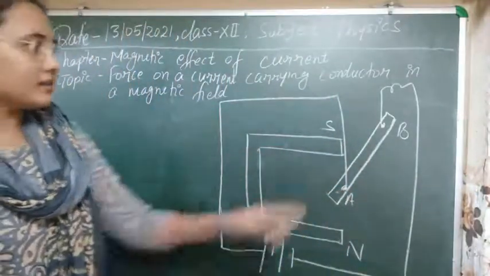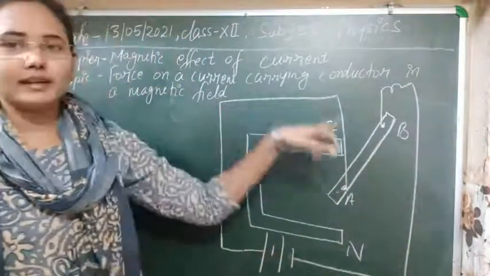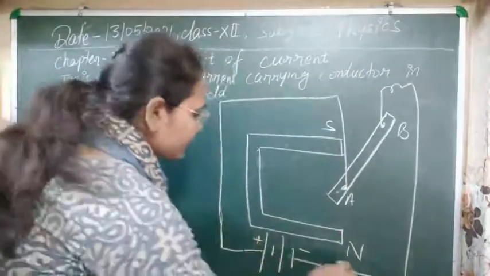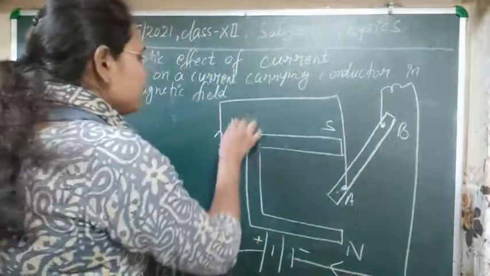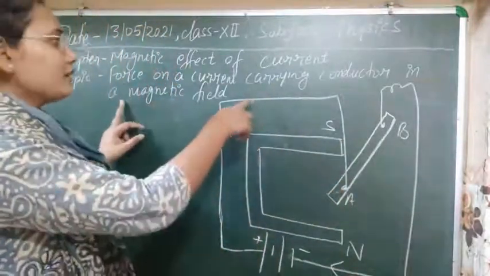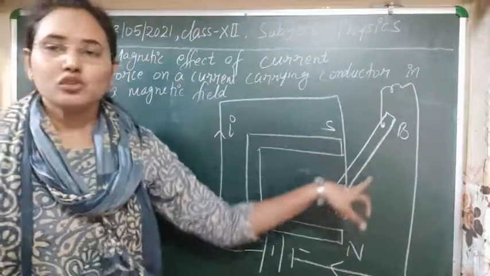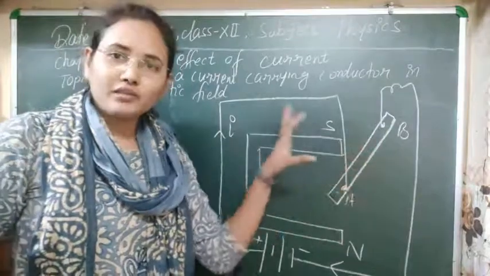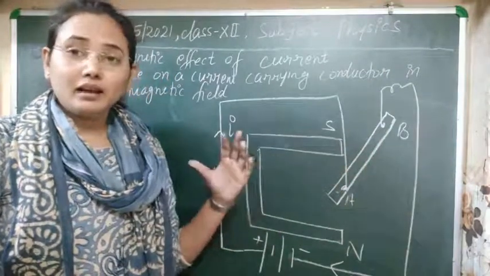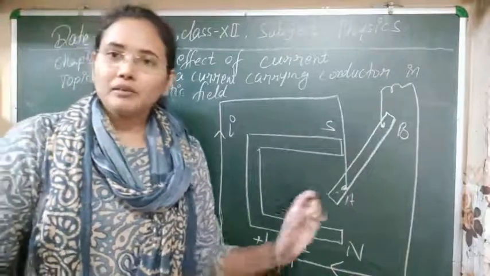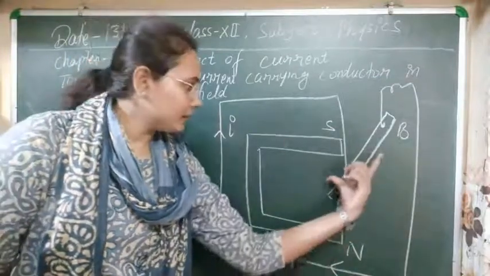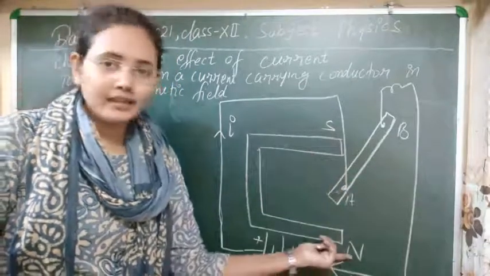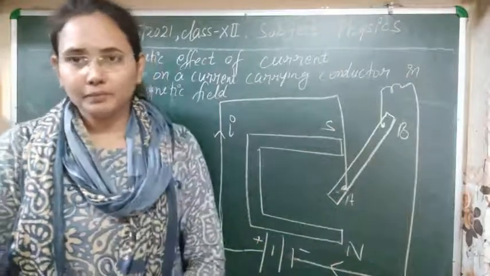Now you can see that the circuit is completed for this current carrying conductor. Then obviously a current will flow due to this battery, and the direction of current is I. In this way current I is flowing. So the first thing we have taken is a current carrying conductor, carrying a current I, and we have kept this in a magnetic field, with north and south directions maintained in this way.